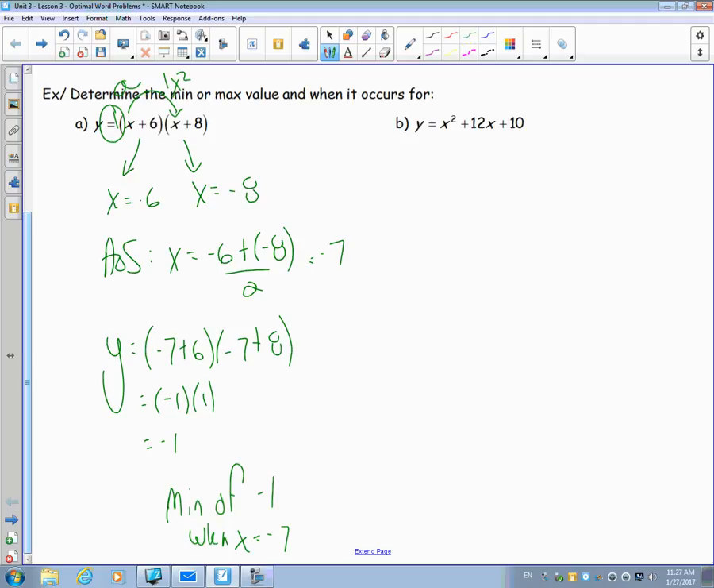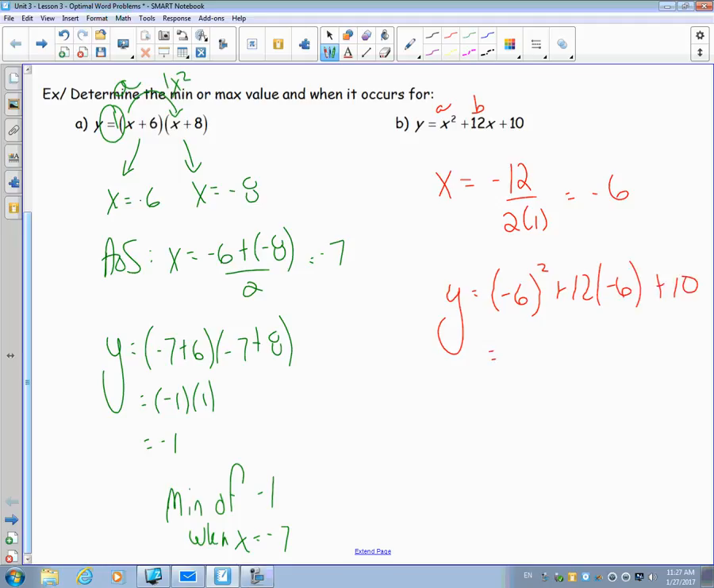Standard form. Our axis of symmetry, we can do negative b over 2a. There's b, there's a. So -12 over 2 times 1, which is -6. And y would be -6 squared plus 12 times -6 plus 10. Into our calculator, we get -26. Okay, our a value is +1, which means it's a min of -26. And x is -6. Okay, the two things we looked at yesterday, we're just going to start working with those.